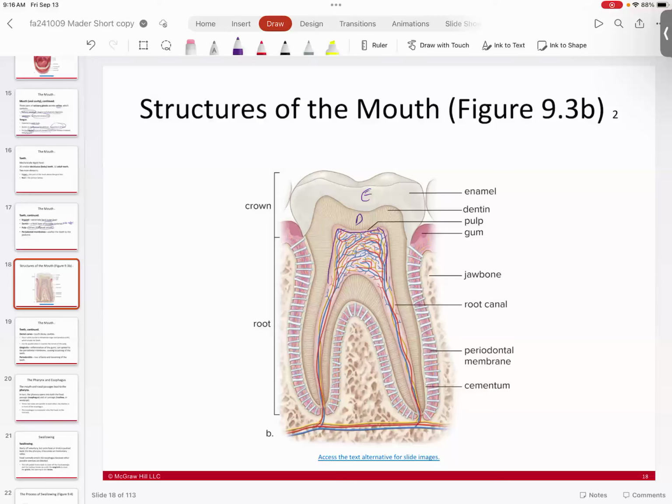So this is what we refer to as the root. That goes all the way down into the root system, and you can see how it connects to the underlying blood vessels and the nerves that basically feed into the tooth. And then the root of the tooth is connected by all these little connections. These are what's called periodontal ligaments.